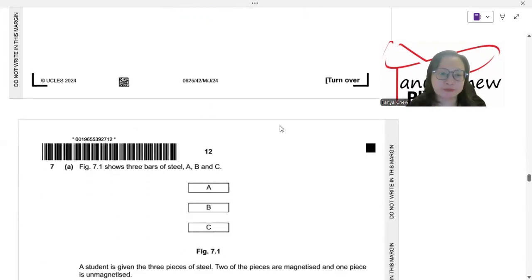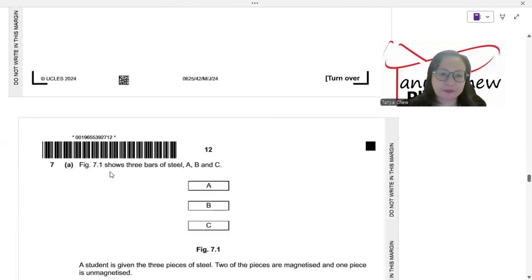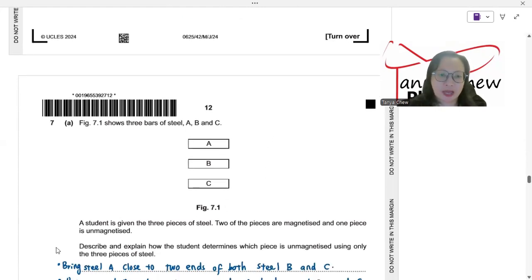Now the next one. Number 7A, figure 7.1 shows 3 bars of steel A, B, and C. A student is given the 3 pieces of steel. 2 of the pieces are magnetized and 1 piece is unmagnetized. Steel, remember, steel is a magnetic material, right? Describe and explain how the student determines which piece is unmagnetized using only the 3 pieces of steel.